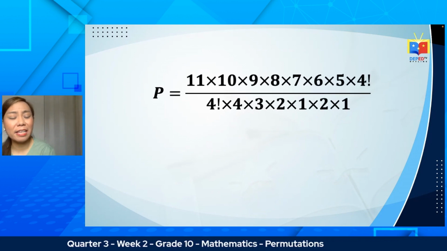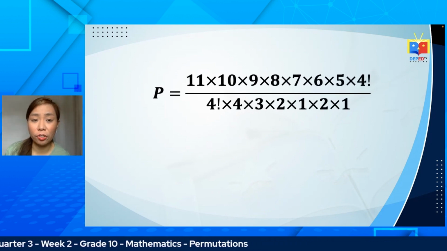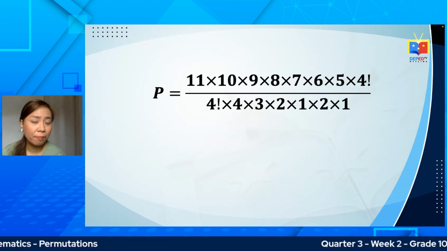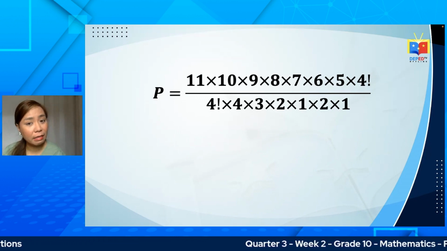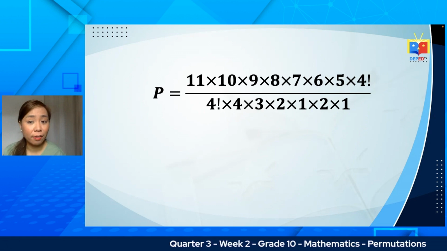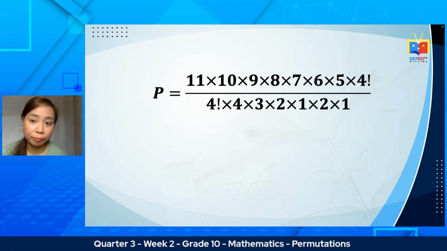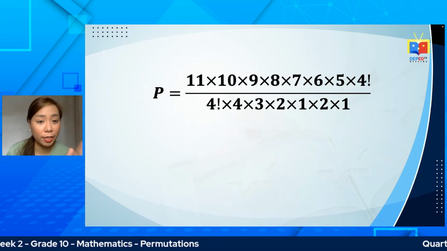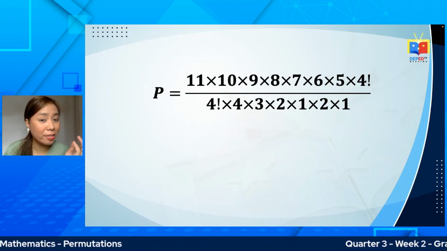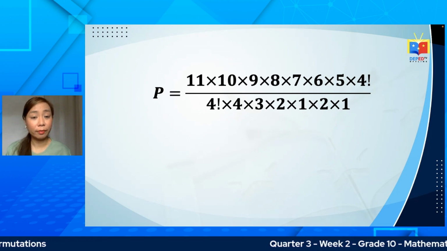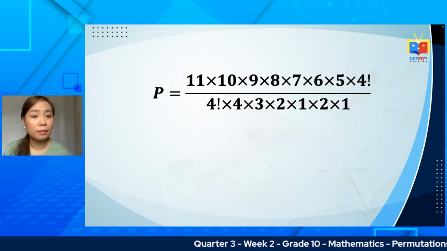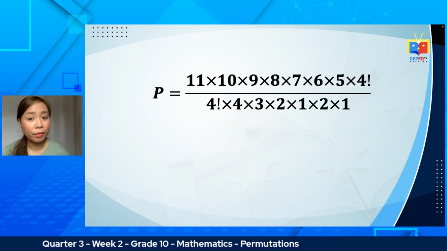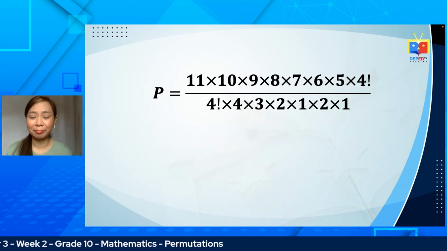So, expanding our factorial notations, we have 11 times 10 times 9 times 8 times 7 times 6 times 5 times 4 factorial. I did not expand 4 factorial because on the denominator there is 4 factorial. I'll just expand the other numbers. So 4 factorial times 4 times 3 times 2 times 1 times 2 times 1.